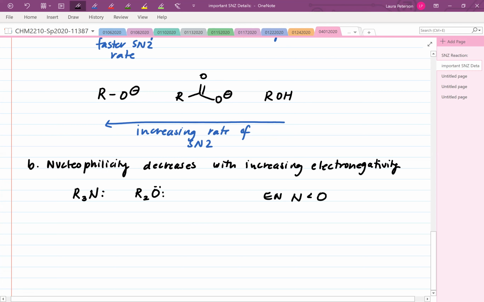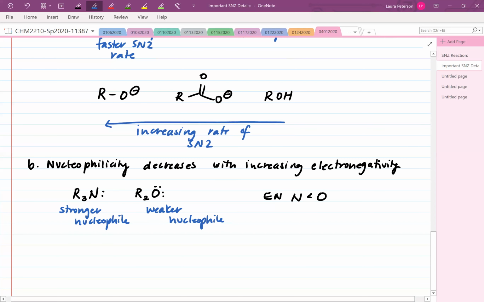So let's think about what it means to be a nucleophile. To be a nucleophile, we have a pair of electrons and we're going to give them up to our electrophile. So if our atom is less electronegative, it is more willing to give up a pair of electrons and it is therefore a better nucleophile. So in this case, oxygen versus nitrogen. Since oxygen is more electronegative, it does not want to give up its pair of electrons, and so it's a weaker nucleophile. So the trend in nucleophilicity here is that the amine is a stronger nucleophile and the oxygen is a weaker nucleophile.